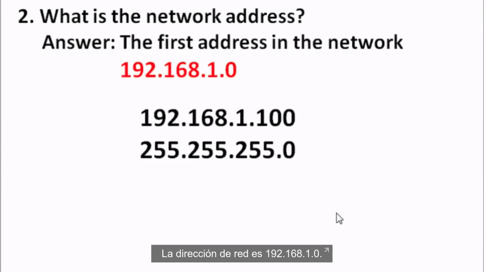The network address is 192.168.1.0. But let's look at it from the perspective of the computer, or for that matter, the router. How does the router know that 192.168.1.100 with this subnet mask has a network address of 1.0?